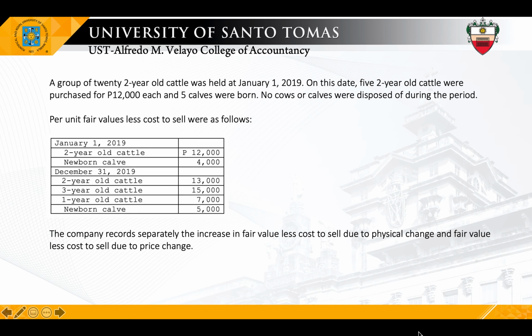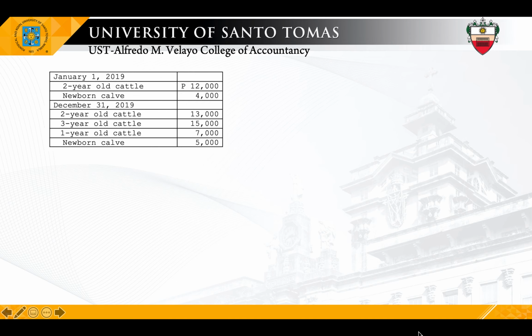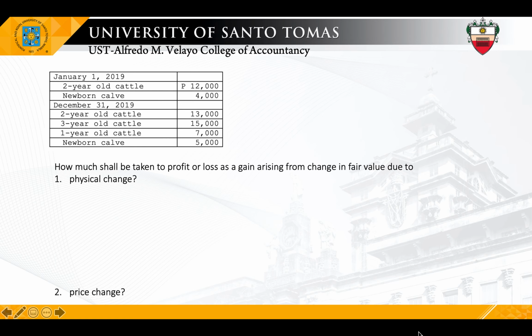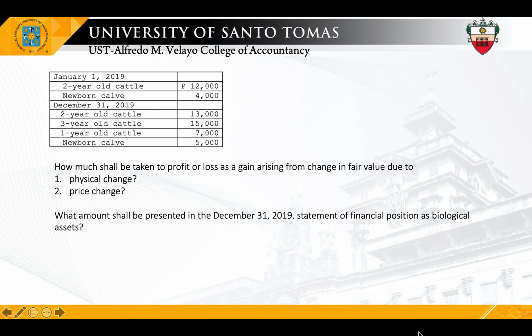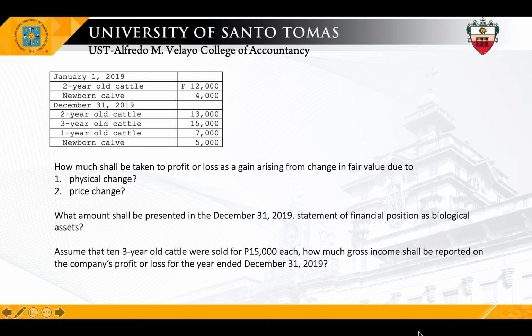The company records separately the increase in fair value less cost to sell due to physical change and fair value less cost to sell due to price change. So, how much shall be taken to profit or loss as a gain arising from change in fair value due to physical change and price change? What amount shall be presented in the December 31, 2019 Statement of Financial Position as biological assets? And assume that 10 3-year-old cattle were sold for 15,000 each. How much gross income shall be reported on the company's profit or loss for the year ended December 31, 2019?